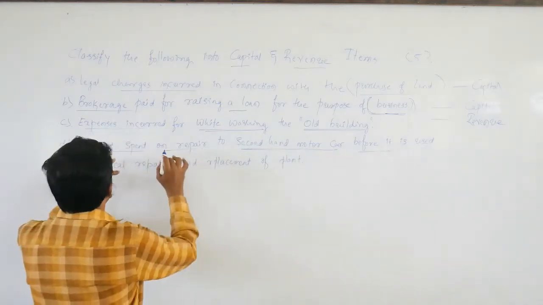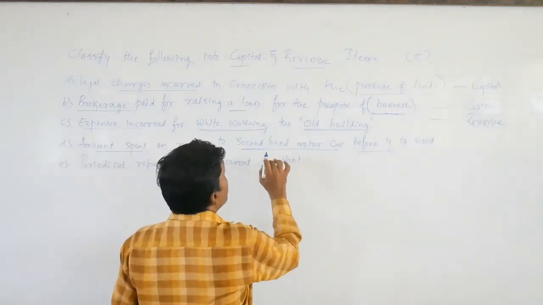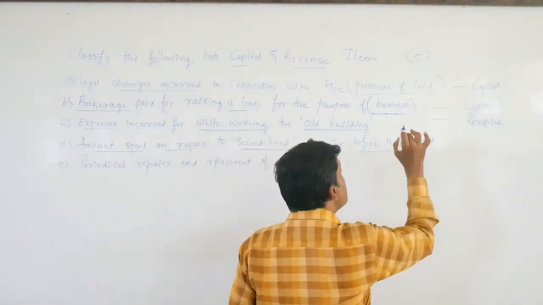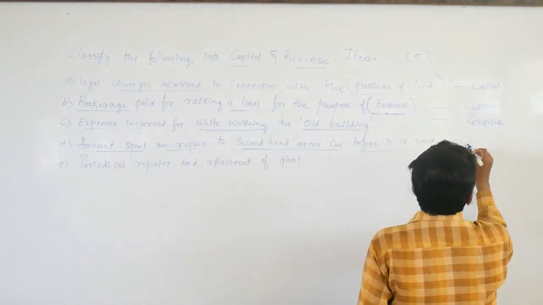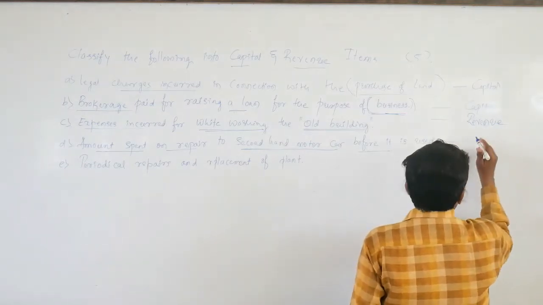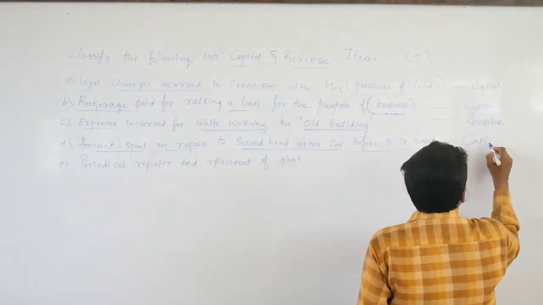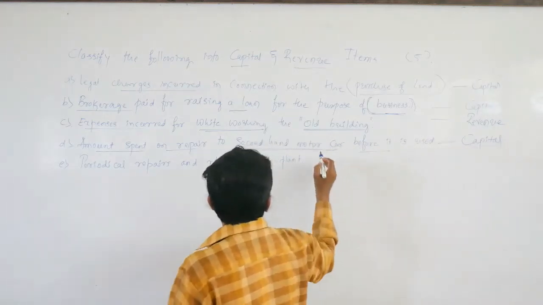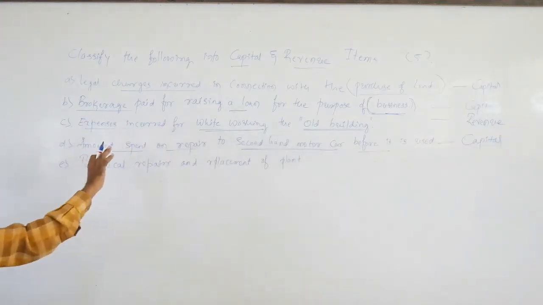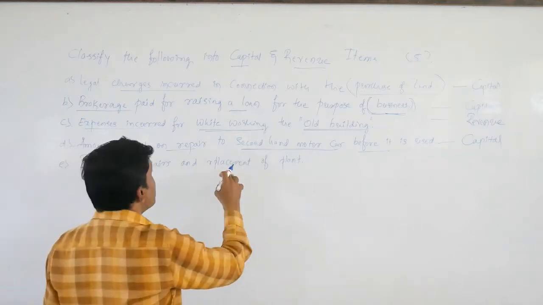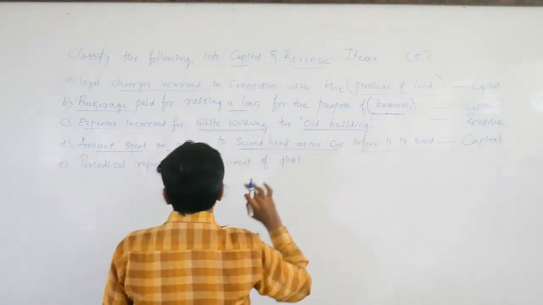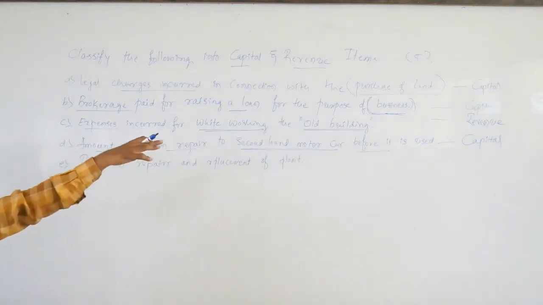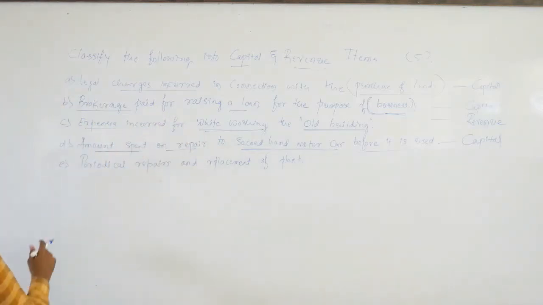So repair charges made on a second-hand motor car before it is used are called capital expenditure. If it is regular expenses, it is to be treated as revenue. But it is before using it, that is the reason I have treated it as a capital expenditure. This is the last example.